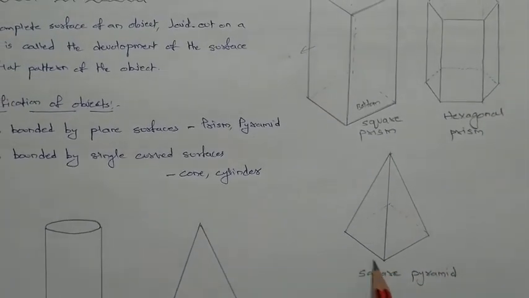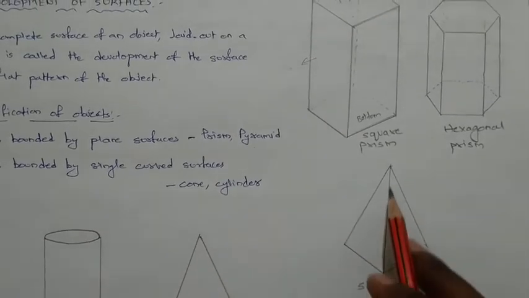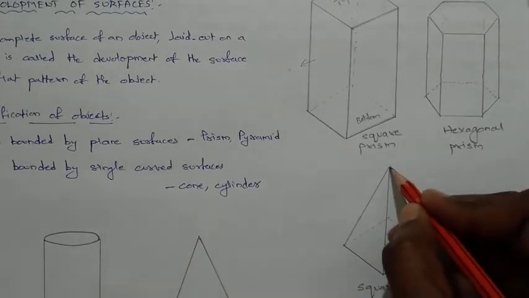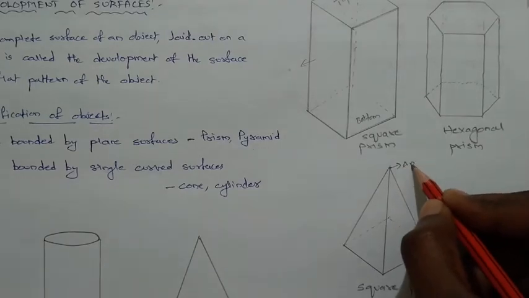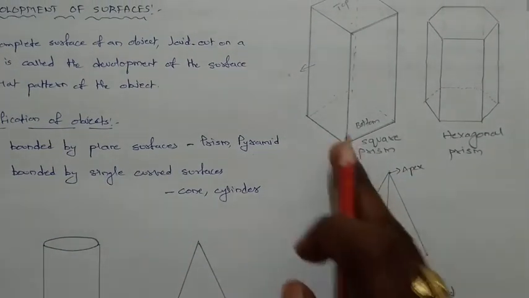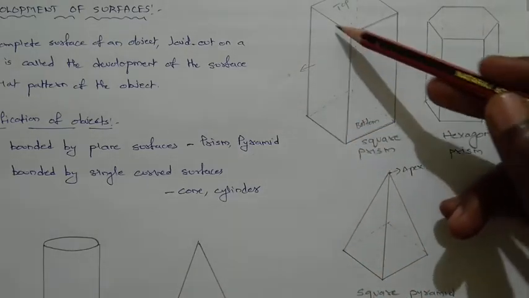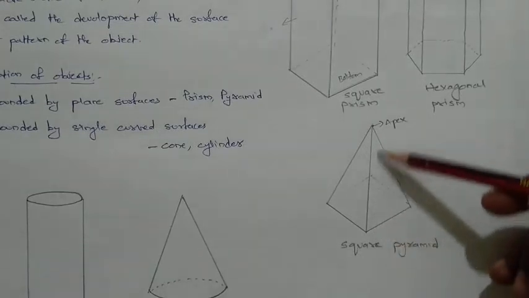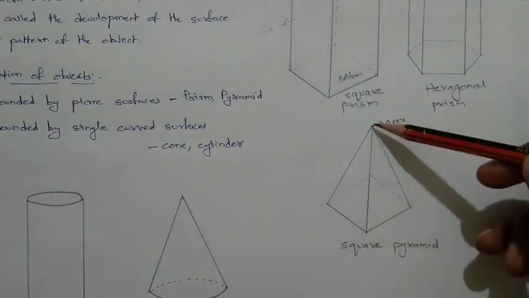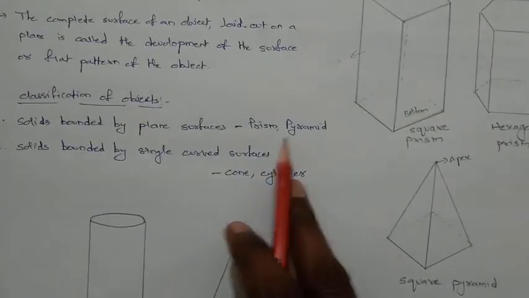In the pyramid we'll have a flat square-shaped base, and the top is the apex. This portion is the apex, we know that. But what is the difference between this prism and pyramid? In case of prism we have all rectangular surfaces vertically, but in case of pyramid we have triangular surfaces. This is a triangular surface and this is also a triangular surface. So this is the first example, prism and pyramid.